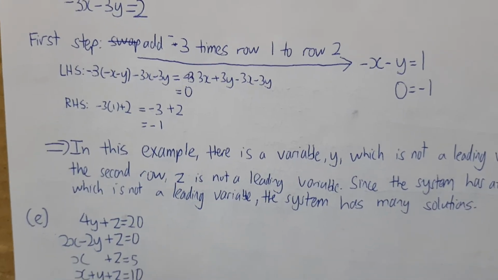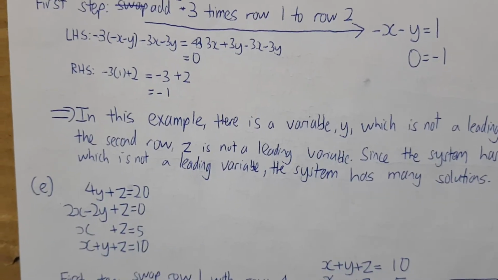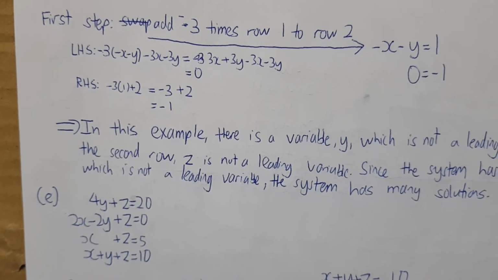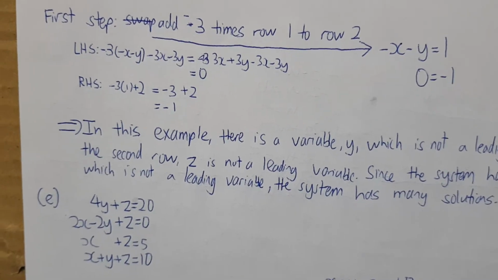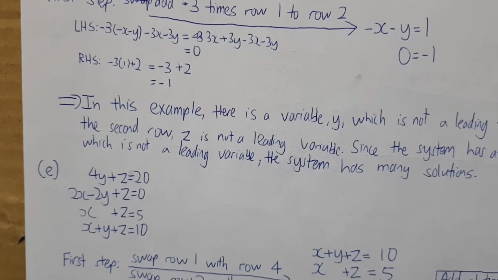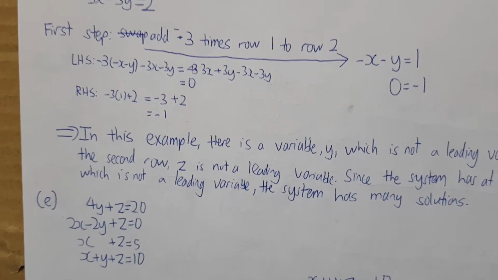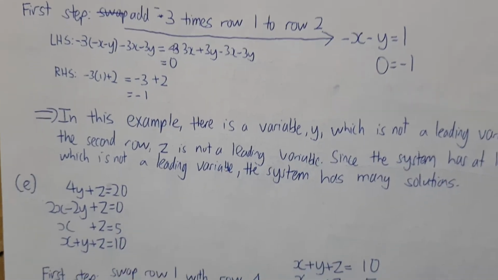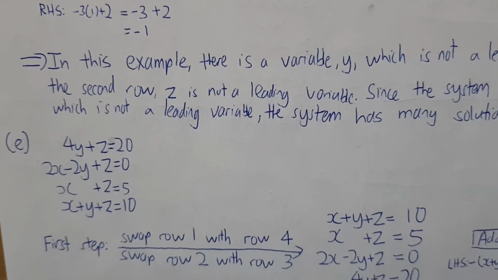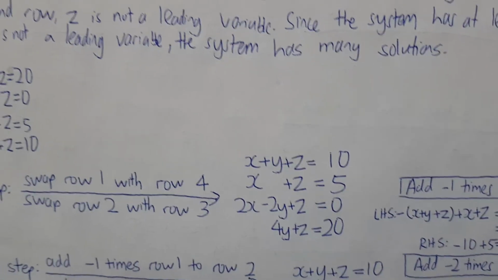So now let's go to this one. A system of 3 unknowns but 4 equations. The Gauss method still applies. You want to eliminate the x variable, so we swap first. We swap row 1 with row 4 and row 2 with row 3. Hence we get this.